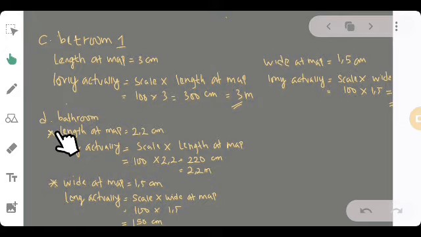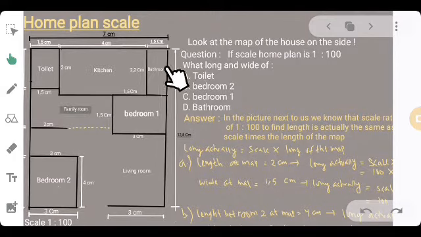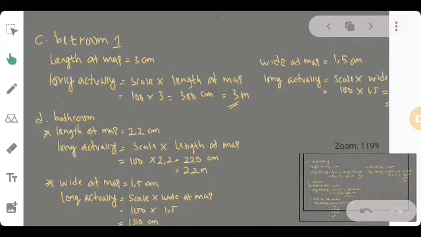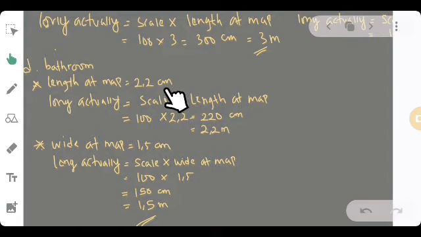And for section B, the bathroom. It is 2.2 centimeter for the length and 1.5 for the width. The length on the map is 2.2 centimeter. You times with 100, so the real length is 2.2 meter. The width on the map is 1.5. You times with 100, so it is 150 centimeter. You can convert to meter, so the width is 1.5 meter.